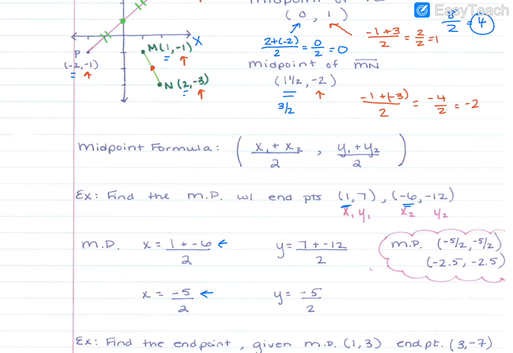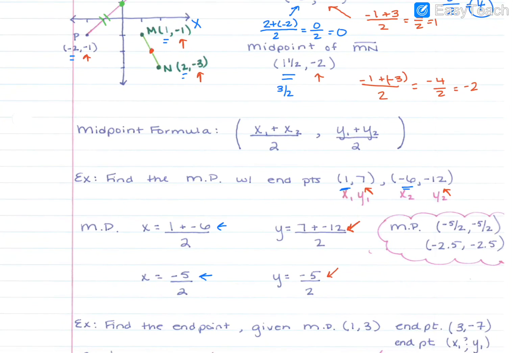Then in order to do it with the y's, we're going to do this same idea. 7 and -12, you're going to add 7 and -12. That's -5, and then you're going to cut that in half, making that midpoint -5/2, comma -5/2. Or if you want to put it in decimal form, that would be fine too. -2.5, -2.5. Okay.